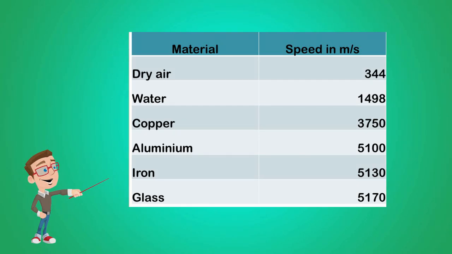Sound travels faster through water than through air. For example, the speed of sound in water is about 1500 meters per second. Thus, sound travels about 5 times faster in water than in air. This means that sound can be heard very fast inside water.